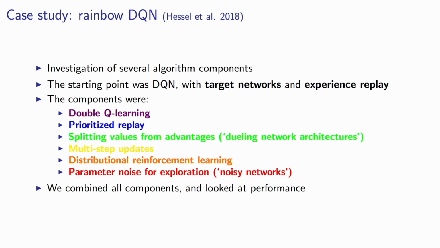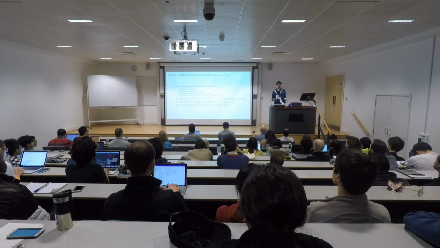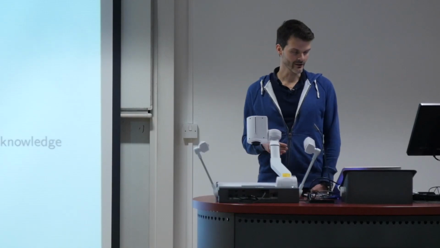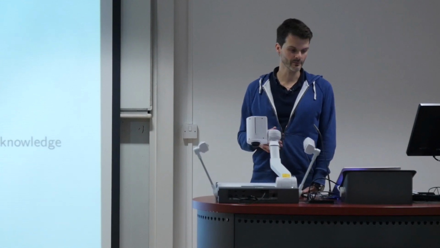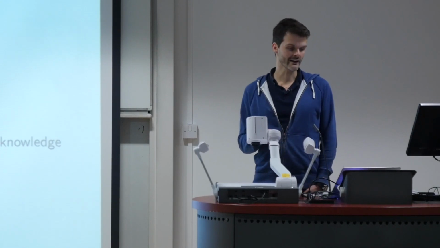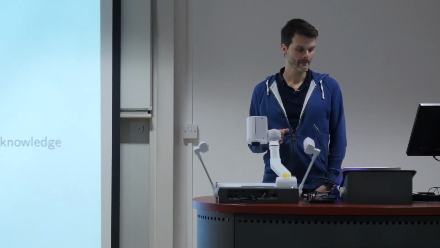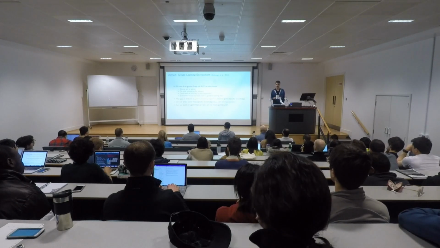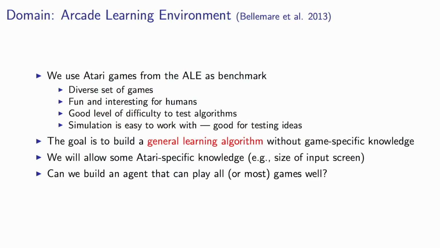So I'll step through each of these components, but first, let me explain the benchmark. I think a lot of you are familiar with this. I also mentioned this earlier in the course, but I just wanted to stop here and be a bit more explicit about it. So the domain here is something called the Arcade Learning Environment, or the ALE, which allows you to play Atari games. And this has become quite a common benchmark. For instance, it's also available within the OpenAI Gym. And it's nice because it has a diverse set of Atari games, which are fun and interesting for humans. That's why they were designed.